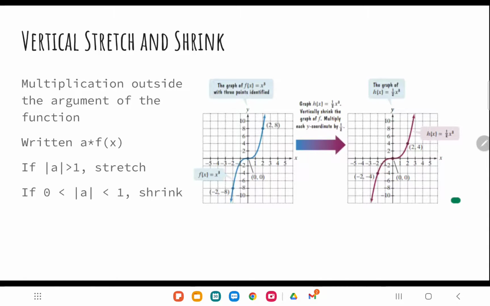Here's an example of a cubic function with 3 points identified, and this has been shrunken. F of x is transformed to h of x, 1/2 x cubed. You'll notice that the graph is vertically shrunken. It looks like it's been stretched horizontally, but that's really not happening here. The graph is just being reduced. It may take a longer time to reach the same heights that it does in the original cubic function graph.